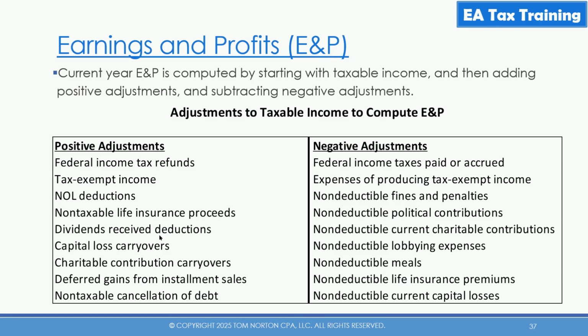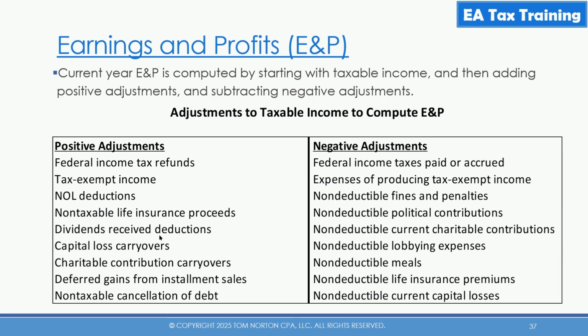Capital loss carryovers, similar to the NOL carryovers, it's not a current year loss, so you add that back. And charitable contribution carryovers, same thing. Deferred gains from installment sales, so you sold the property this year, but you're not going to recognize all of the gain this year. So it wasn't all included in your taxable income. Some's going to be included next year and maybe the year after that. But economically, you sold it this year, so you quote unquote earned that income this year. So we include that in earnings and profits. And then non-taxable cancellation of debt. So if you had any debt canceled, wasn't taxable, we add that back.